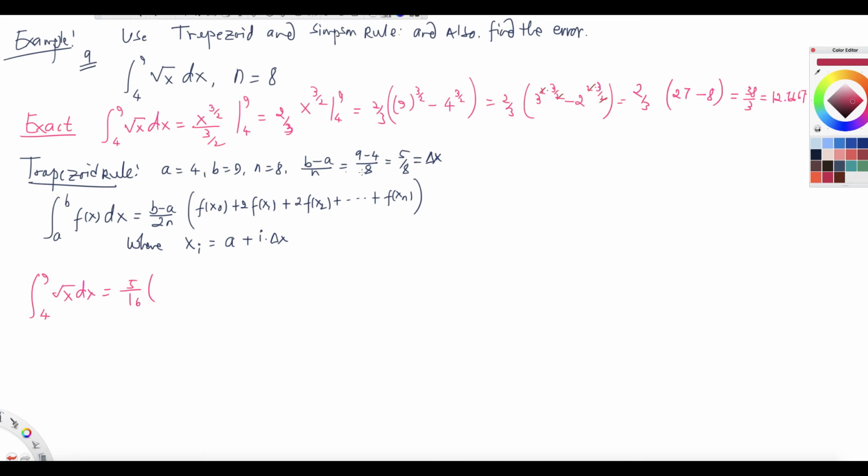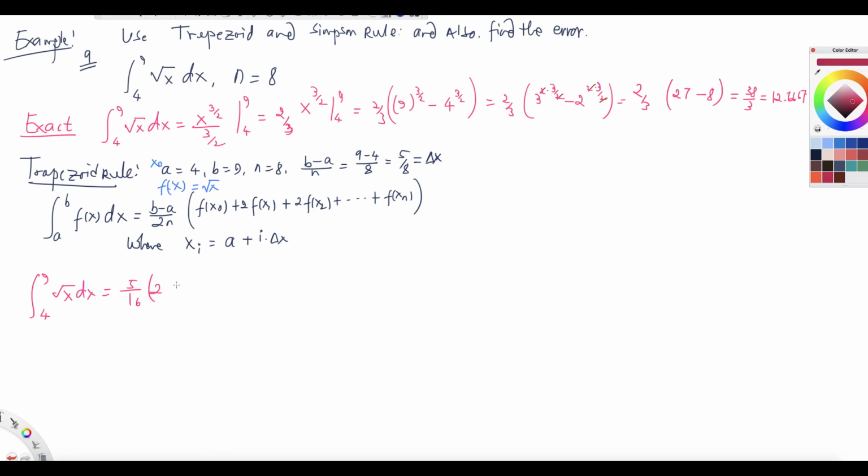So by the way, what is f of x? Here f of x is root x. So what is f of x0? x0 is the same as a. So f at x0 means, since f of x is root x, if you replace x by 4, then root 4 is 2. That's what you get. So let me use the same color.